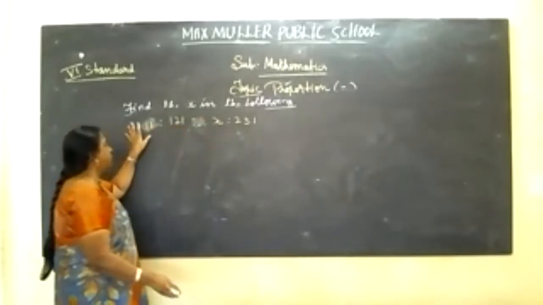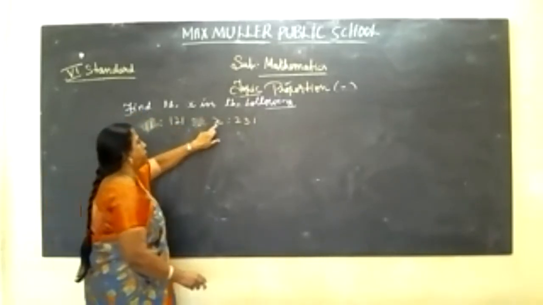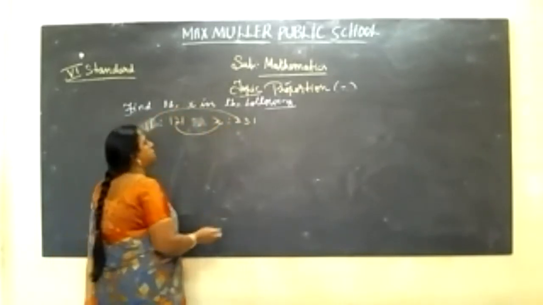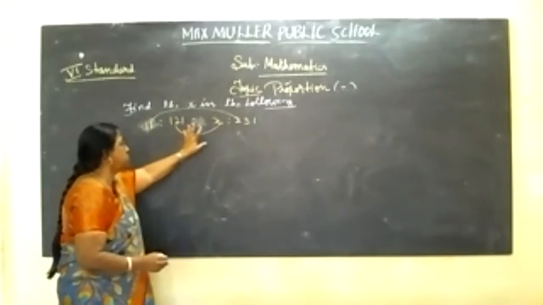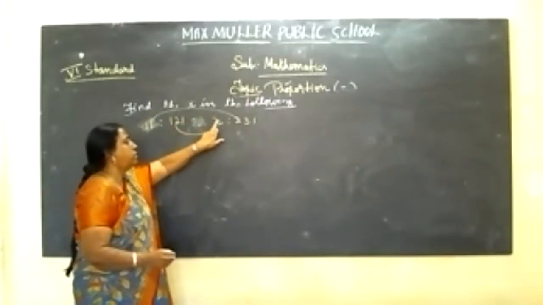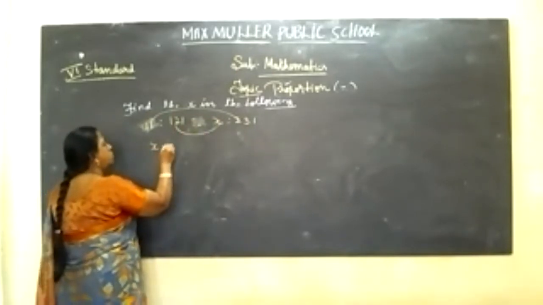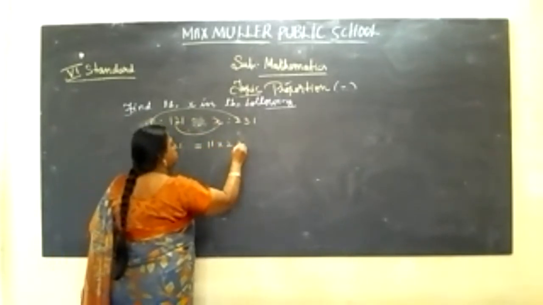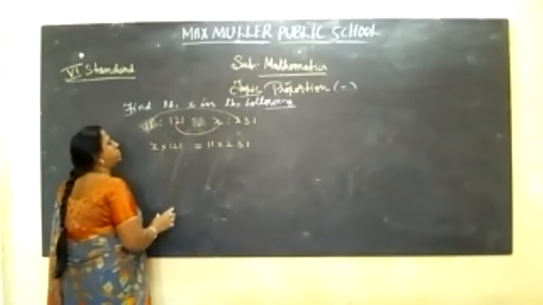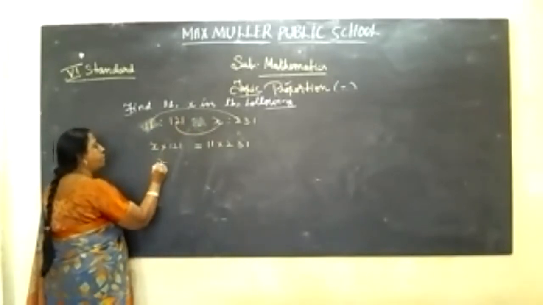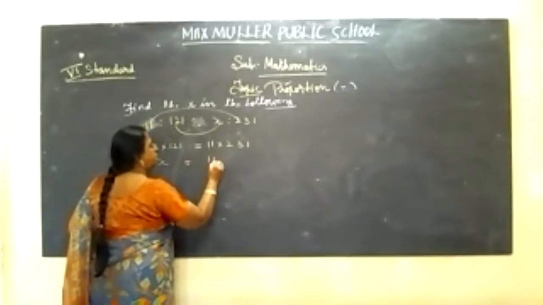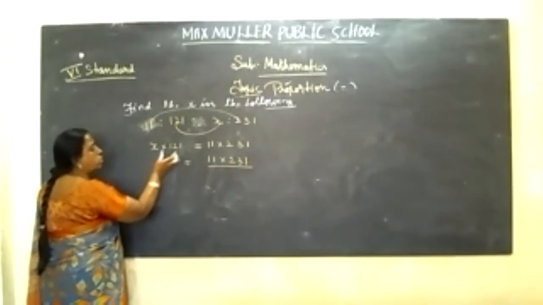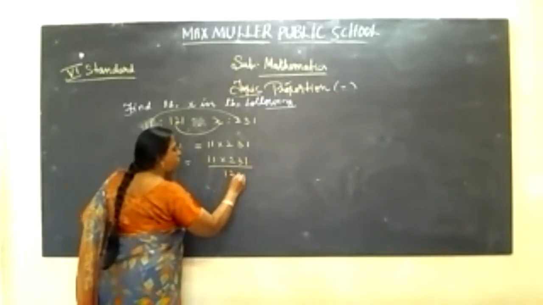Yes, in the previous question we found the first term. Here you should find this x. Already you know the product of extremes is equal to the product of means. Yes or no? First write which value you should find. So you can write x into 121 equal to 11 into 231. Already we know both are equal because they are in proportion. So the value of x is equal to, copy the right side equation, and whatever is there on the left side, that you write down and simplify.